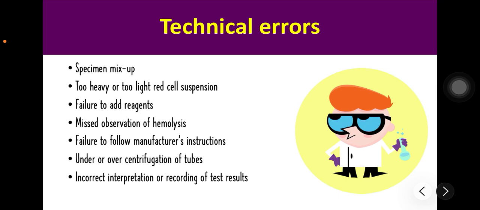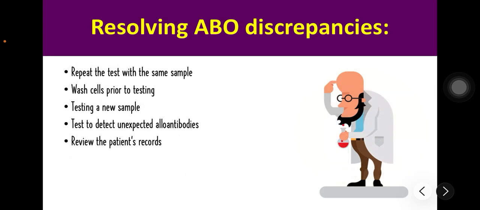Okay, now let's proceed to resolving the ABO discrepancies. Because most discrepancies are caused by technical mistakes, we follow a systematic resolution process, starting with simple, clear checks before moving to complex biological investigations. So here are the specific actions you can take in order to resolve these discrepancies.